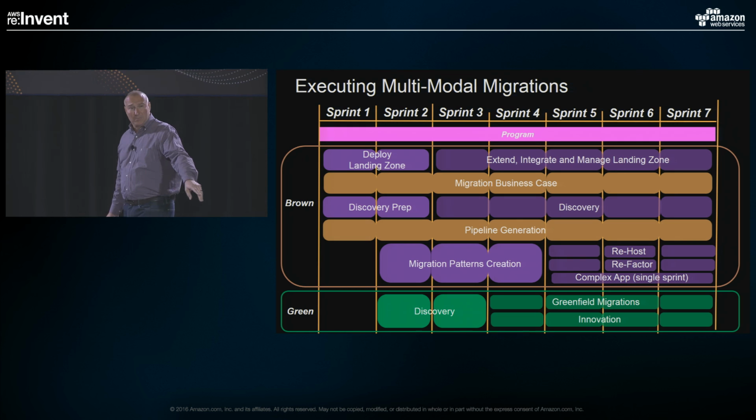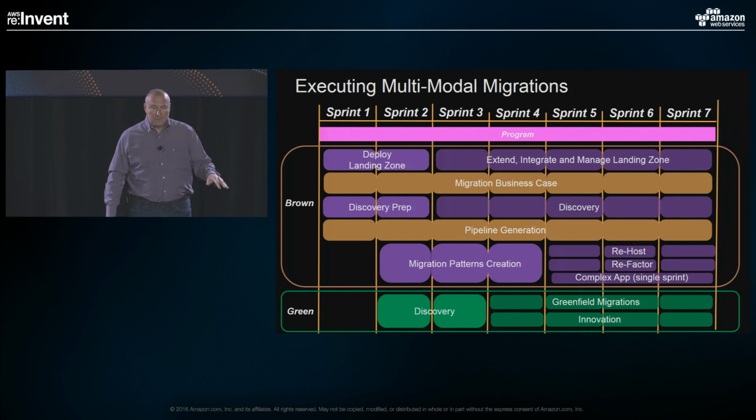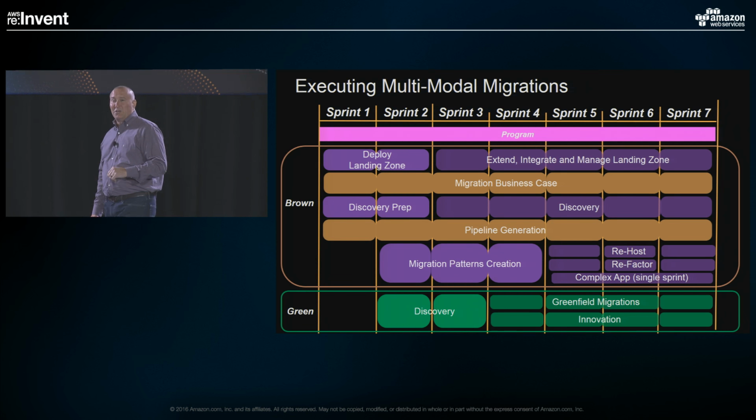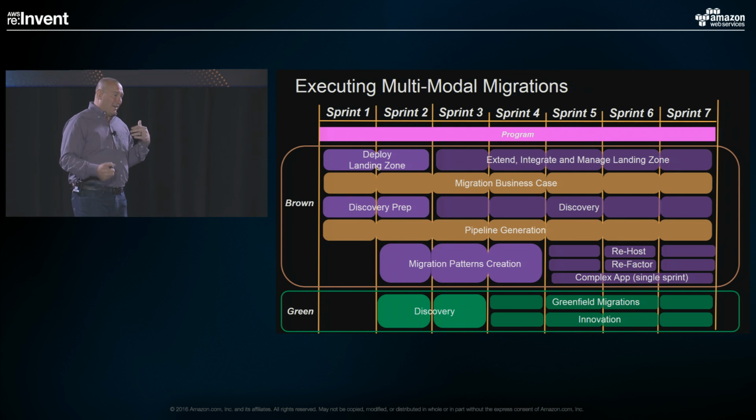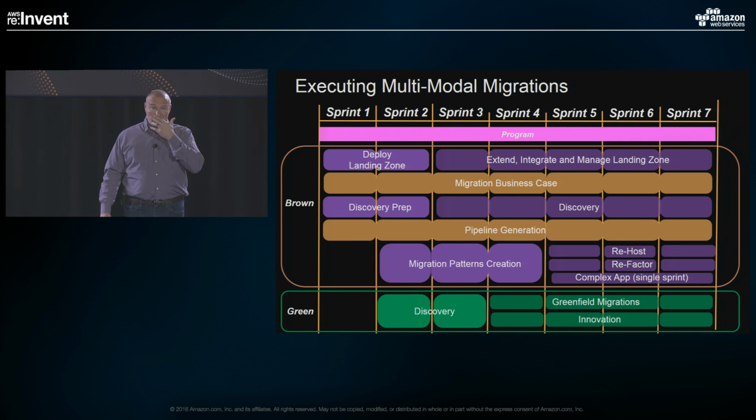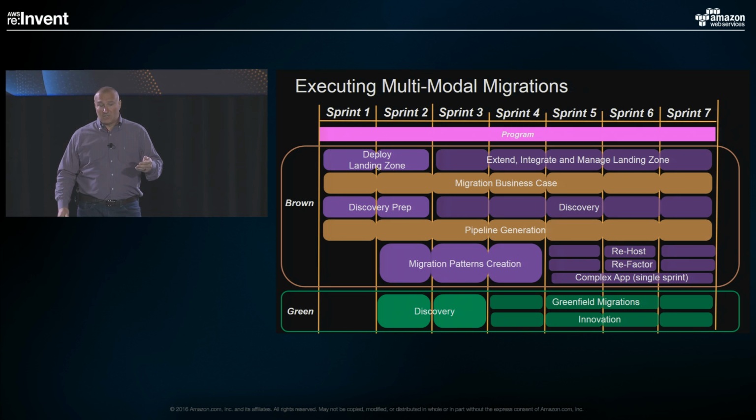And finally, we have the greenfield piece I was referring to earlier. It's got its own discovery. It's got its own environment, which I'm calling innovation. Right? So the innovation is my new platform. This is the thing that's taking advantage of things like Lambda and Kinesis and all of the wonderful things that you've heard about released this week. And the greenfield migrations are more than likely being done by application teams and folks that are building the next generation of application.